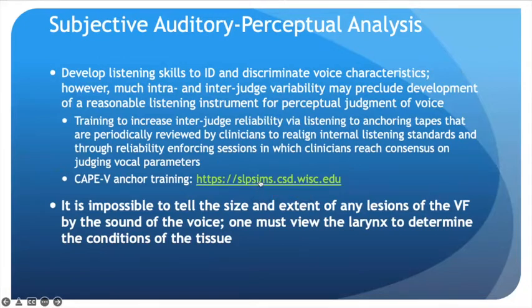One good resource is this one here that I provided. This is for the CAPE-V, and this is anchoring training for the CAPE-V. And so I recommend you check this out and kind of give yourself a little bit of training on CAPE-V anchoring.